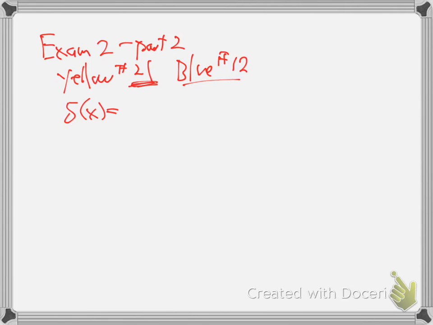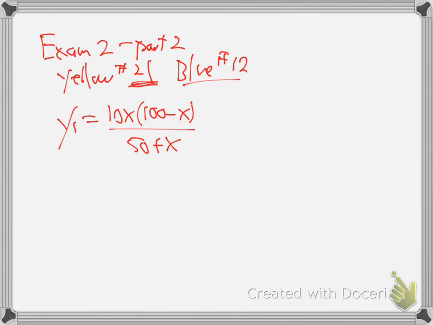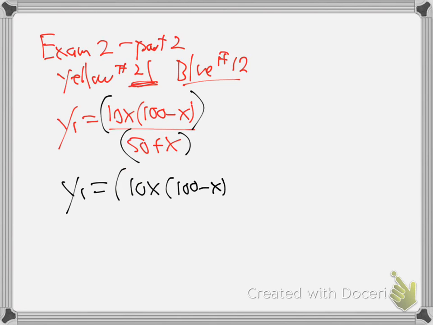It was basically to enter this function, R of x. Type into y1: 10x(100 minus x) over (50 plus x). You had to make sure to put parentheses around the top and around the bottom, so you'd type it in like this: 10x, parenthesis, 100 minus x, divided by, parenthesis, 50 plus x. Probably most of you remembered that. The person I was working with in office hours was great on that and had it all perfect.